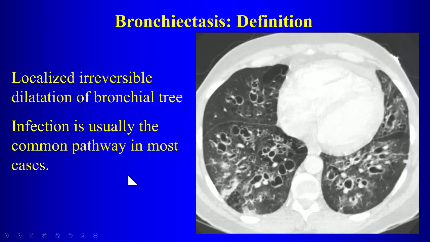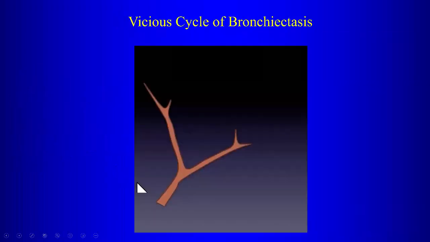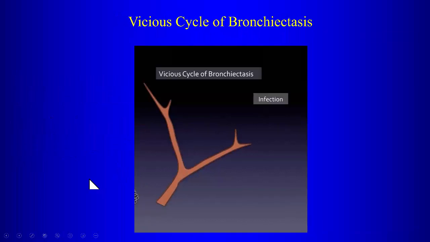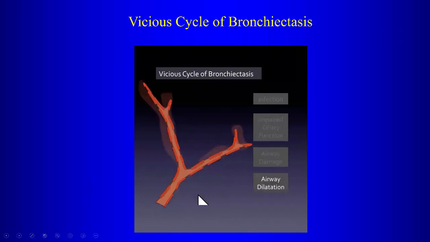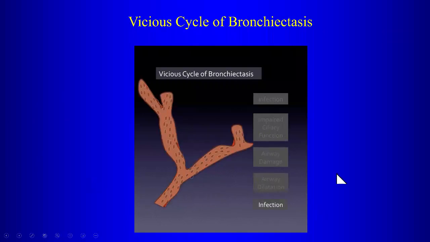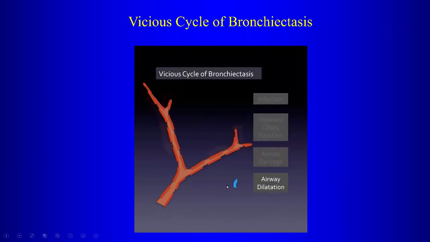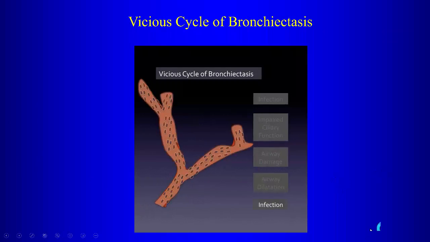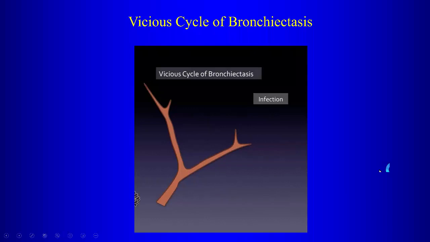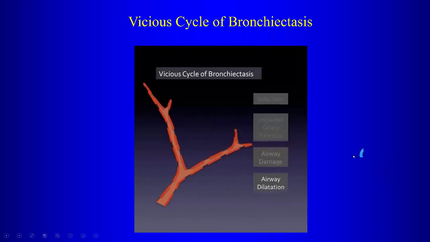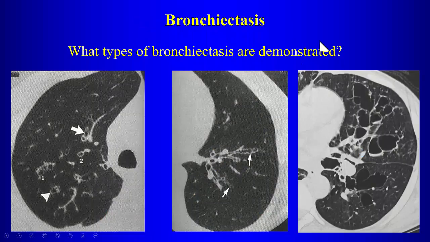and in most cases, infection is the most common pathway that results in bronchiectasis. So there's this vicious cycle of bronchiectasis where, because of infection, there's impaired mucociliary function that leads to airway damage, which then predisposes the airway to recurrent infection, which damages the airway even more. So you get into this vicious cycle where bronchiectasis predisposes to more infections, which then progressively make the bronchiectasis worse.